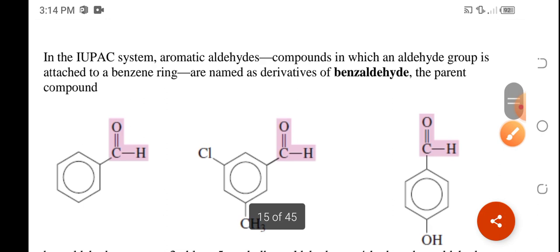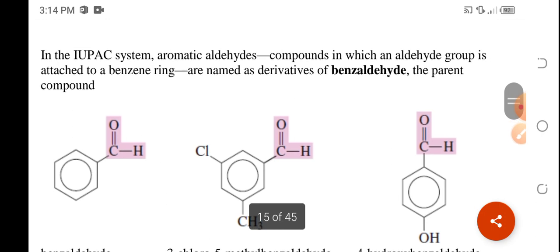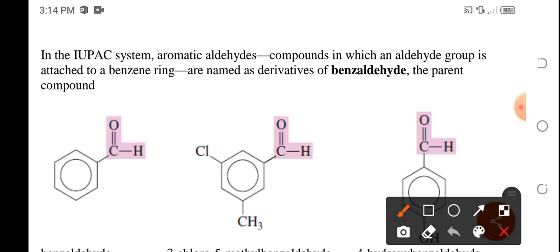Okay, so aside from a series of carbon atoms or alkyl, the carbonyl group of an aldehyde could also be attached to an aromatic ring, and it will have a special name of benzaldehyde.